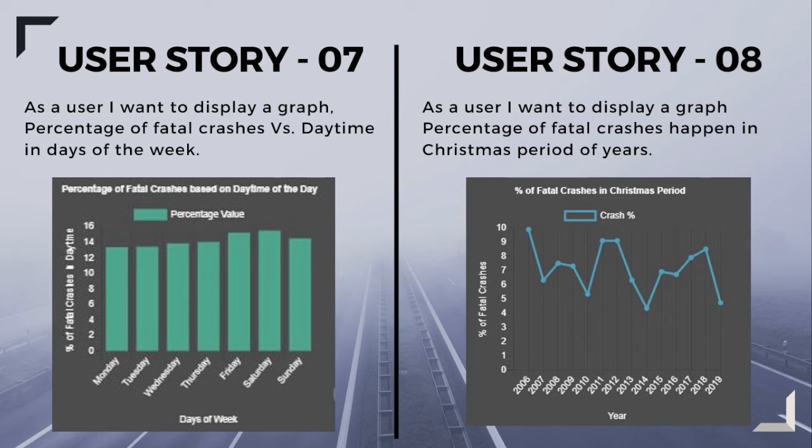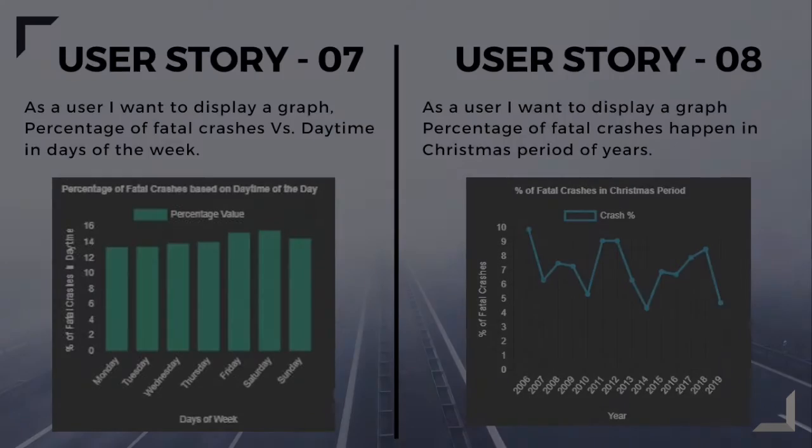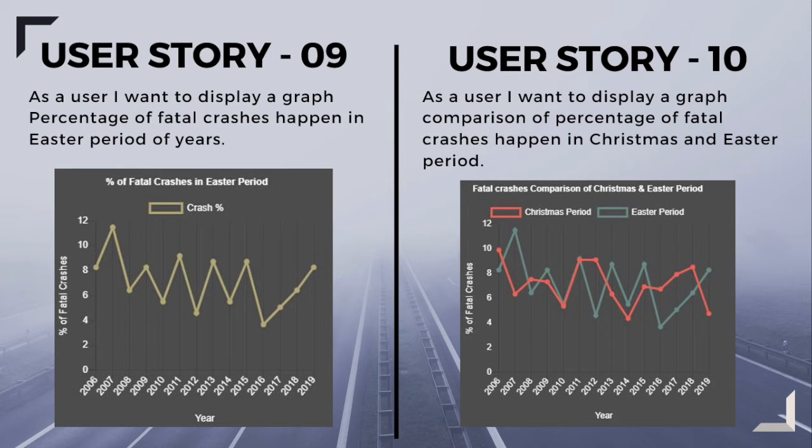User story 8 shows a graph for the percentage of fatal crashes that happen at Christmas time. User story 9 is a graph for the percentage of fatal crashes that happen at Easter time. The final user story is about a comparison of both Christmas and Easter time fatal crashes.